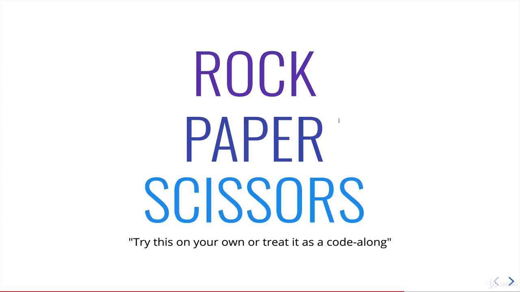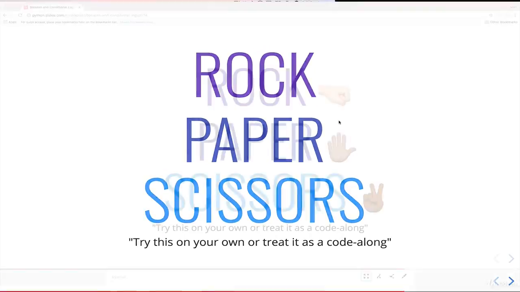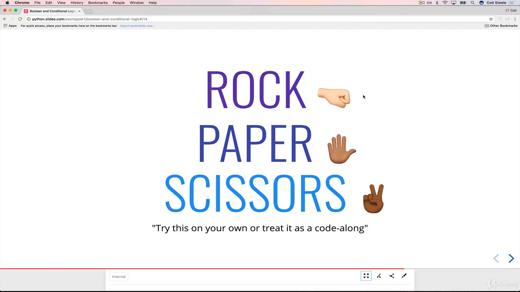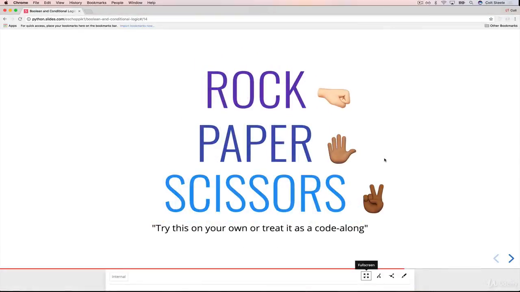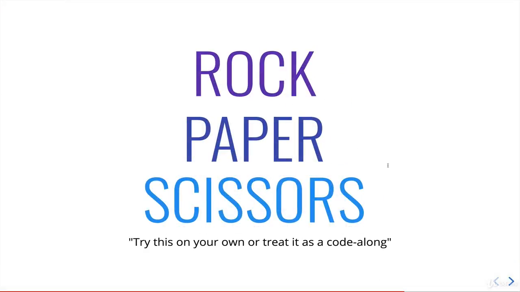So before I show you the instructions, I just want to point out, I spent a lot of time putting these emoji here, and for some reason, whenever I go to full screen, they just disappear. What is this? It's ridiculous.